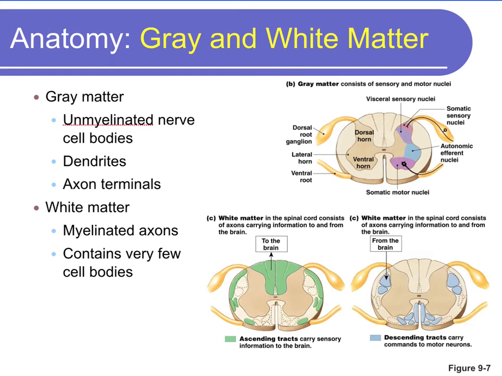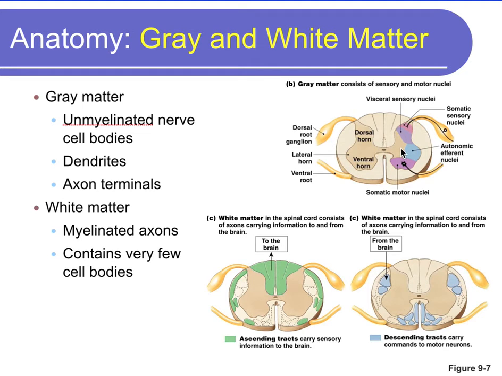Now, the nervous system is highly organized. So one way we can separate it is between gray and white matter. So gray matter contains your unmyelinated nerves, your cell bodies, dendrites, axon terminals, basically everything that doesn't have myelin around it. White matter is white because of myelin. So the myelinated axons you would find here, and there are some cell bodies. So here, if we take a look at the spinal cord, you can see the white matter and you can see the gray matter. So they're separated.